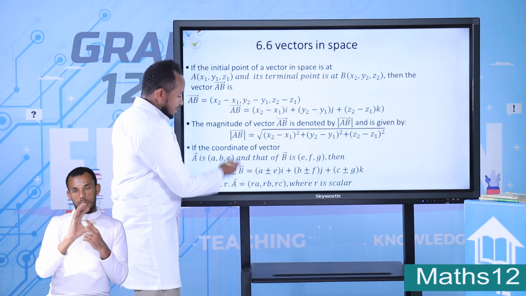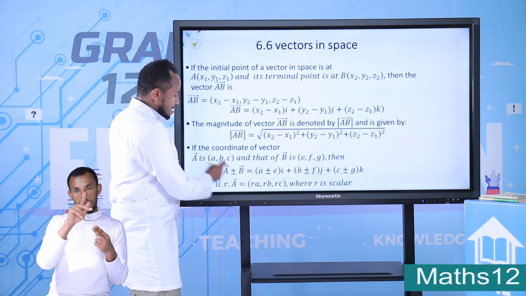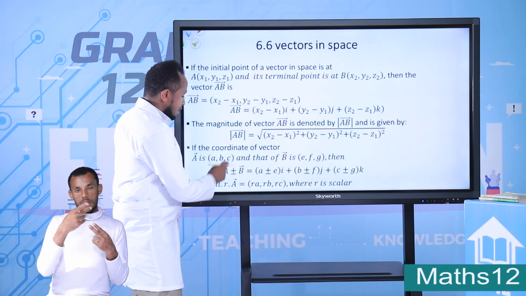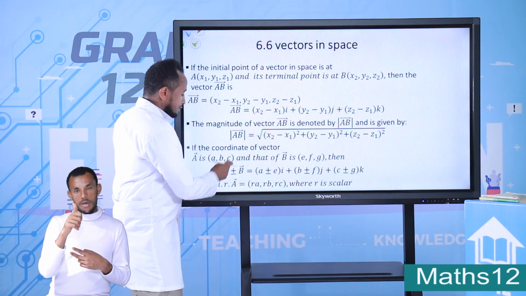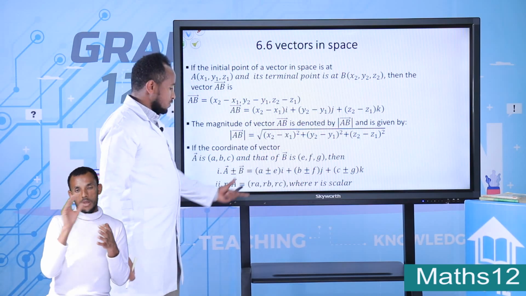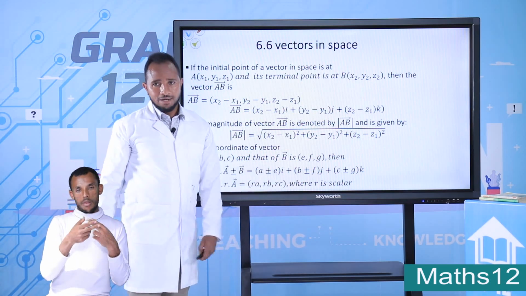So R times A will be this: R times the X coordinate, R times the Y coordinate, R times the Z coordinate. So you will have this one where R is a scalar.